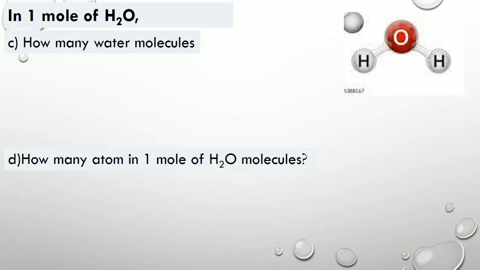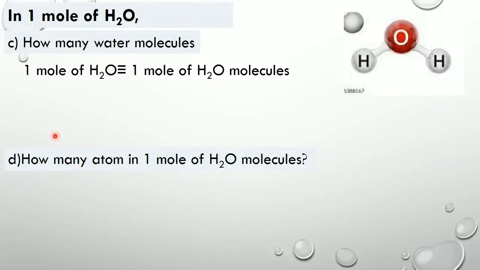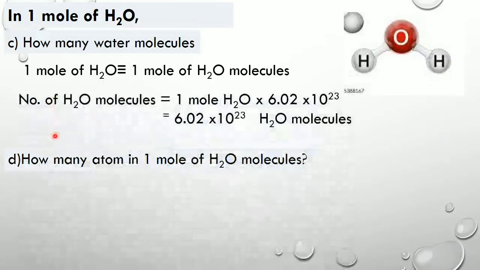And how many water molecules in 1 mole of H2O? So 1 mole of H2O is equal to 1 mole of water molecule. So number of mole multiplied by Avogadro number, we will get 6.02 times 10 to the power of 23 water molecule.